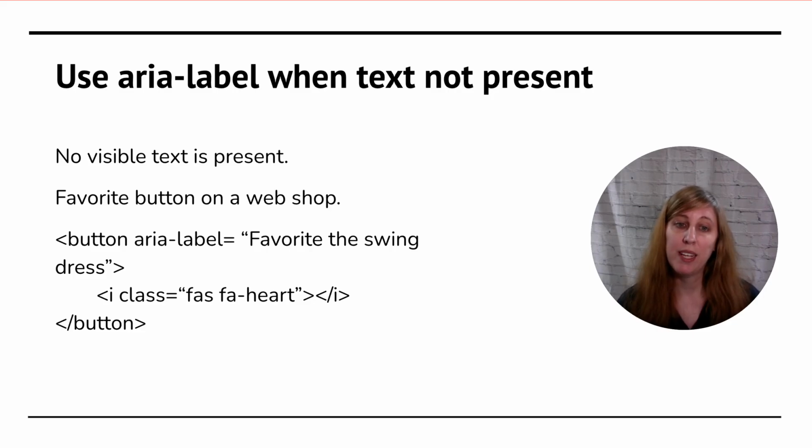So we're going to make that heart, wrap it in a button, and we're going to put an ARIA label on that button to allow us to favorite the swing dress. That label makes it clear what this button does. So remember, only use the ARIA labeled by or ARIA label if there isn't already text or a label present, and only use one accessible name per item.